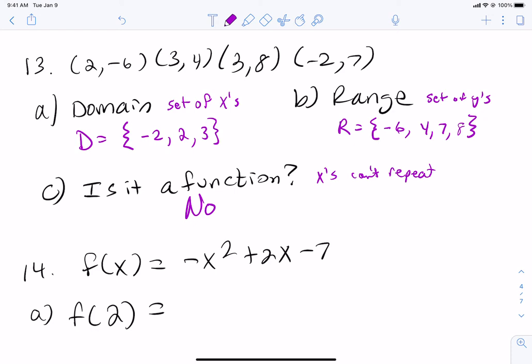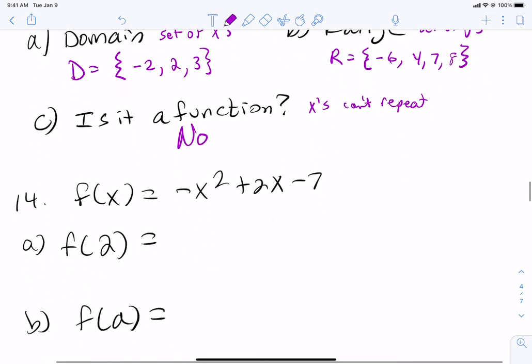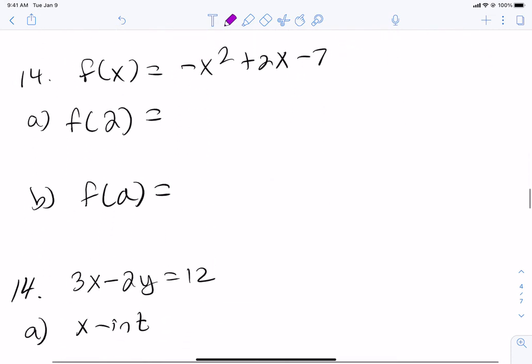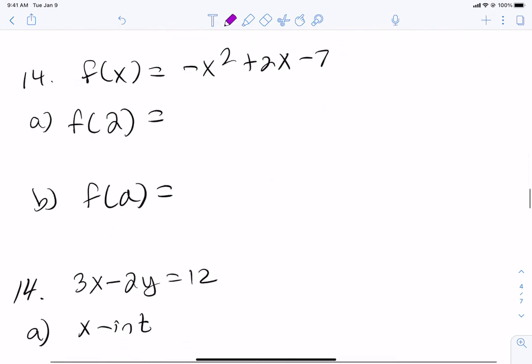Now, for 14, we need to practice actually using a function. So I have 2 different things we're going to find. We're going to find f of 2 and f of a. Now remember how a function works. In this function, we are inputting an x. We're going to take the negative of x squared plus 2 times x minus 7. That's just what that function does. We stick in the x, that's what it does.